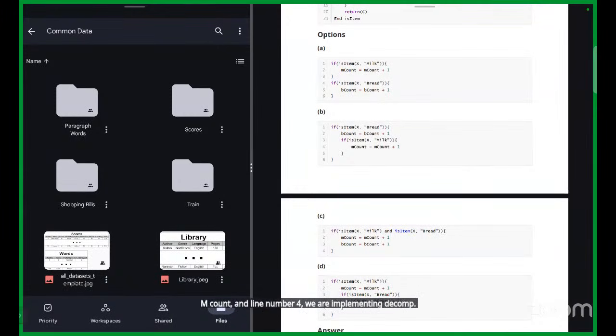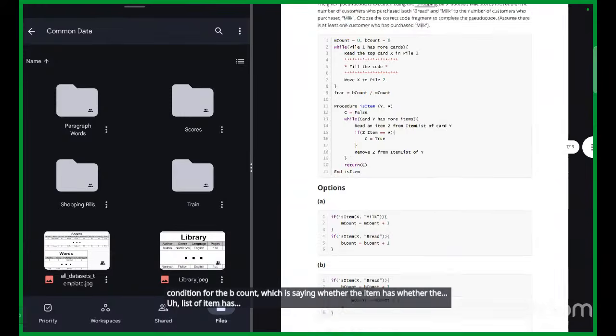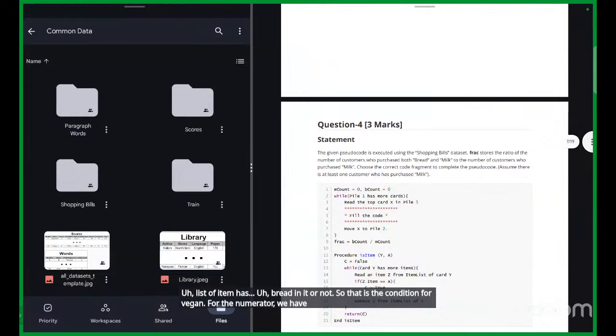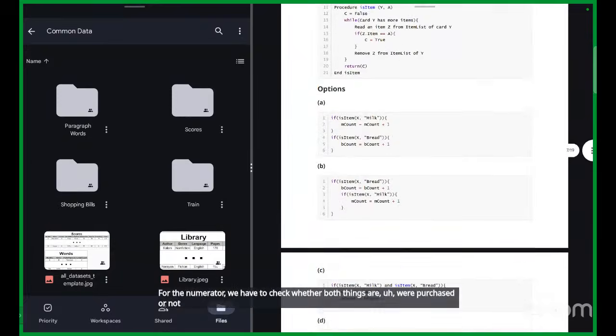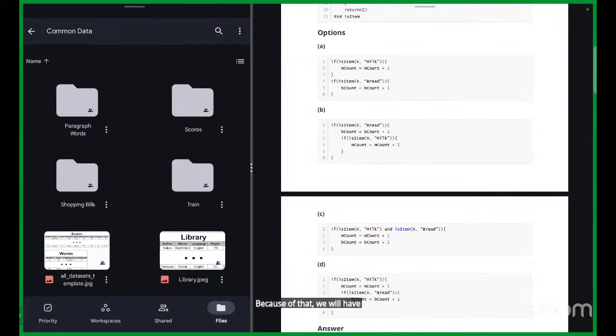Then there is one more condition for b count, which is checking whether the list of items has bread in it or not. So that is the condition for b count. For the numerator, we have to check whether both things were purchased or not. That is what we are doing, and because of that, we will have D as our answer.